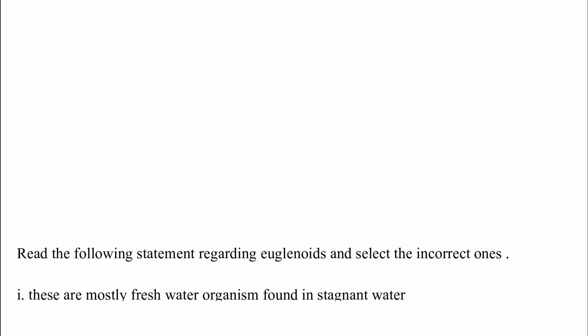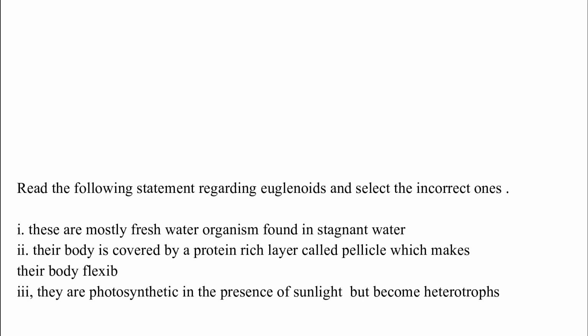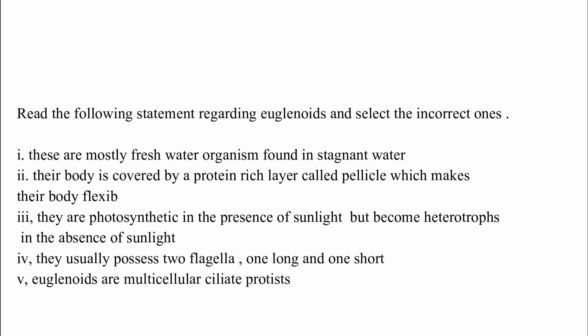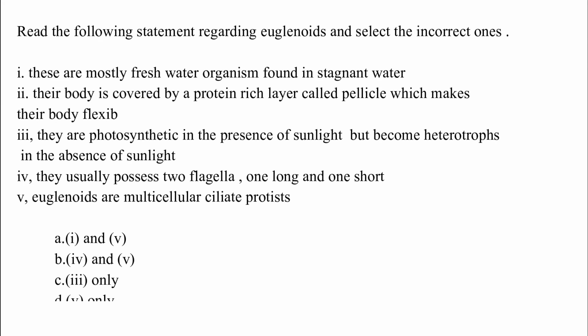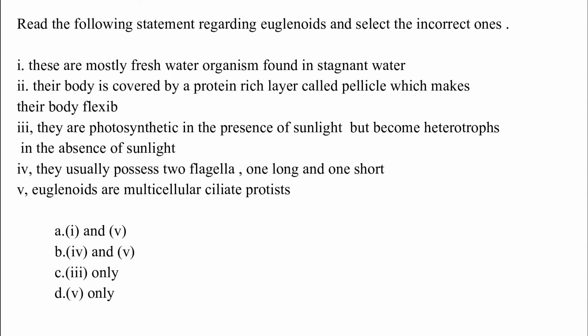Read the following statements regarding euglenoids and select the incorrect one. 1. These are mostly freshwater organisms found in stagnant water. 2. Their body is covered by a protein-rich layer called pellicle, which makes their body flexible. 3. They are photosynthetic in presence of sunlight but become heterotrophs in the absence of sunlight. 4. They usually possess two flagella, one long and one short. 5. Euglenoids are multicellular ciliate protist.